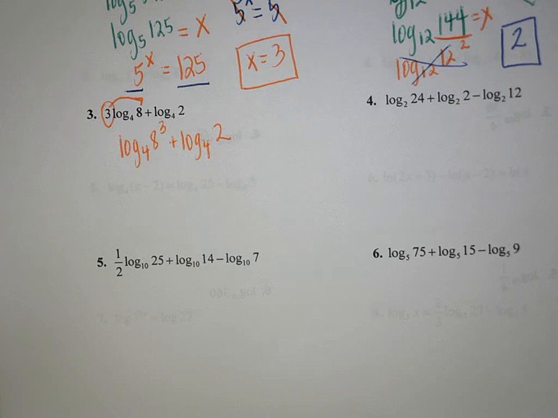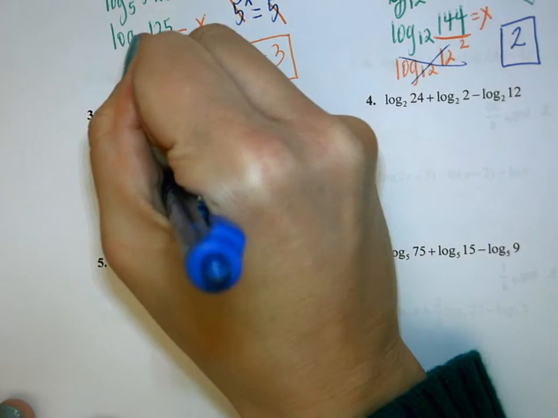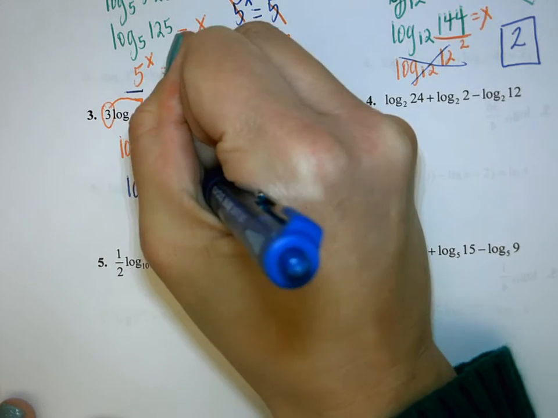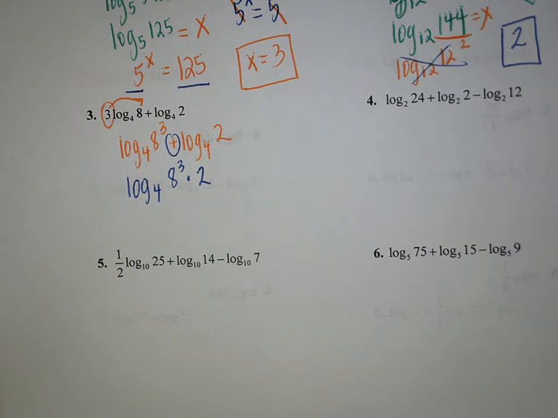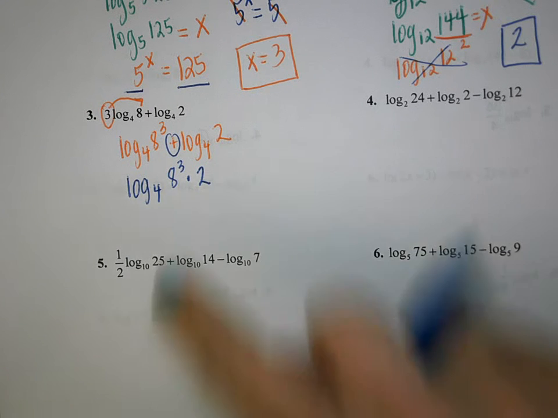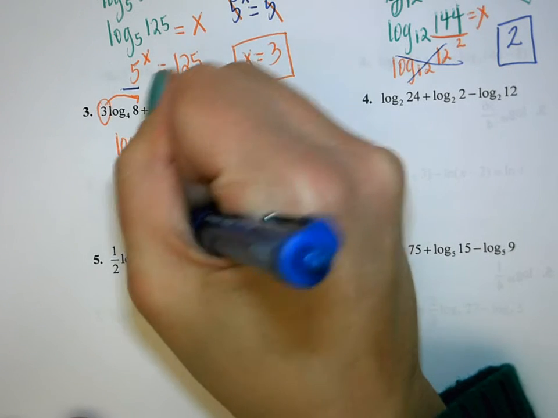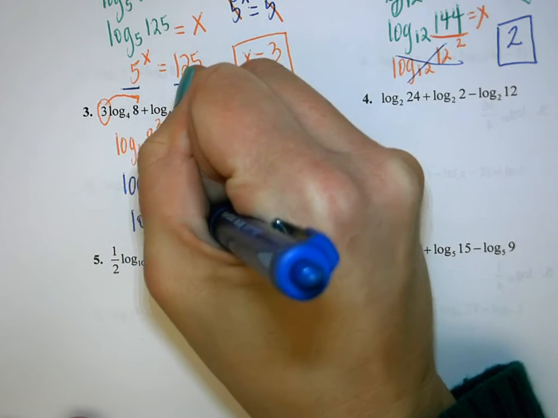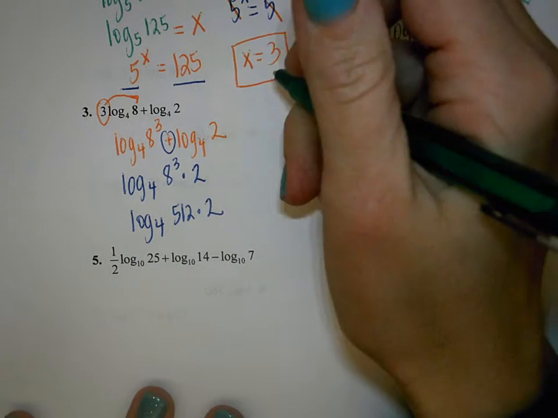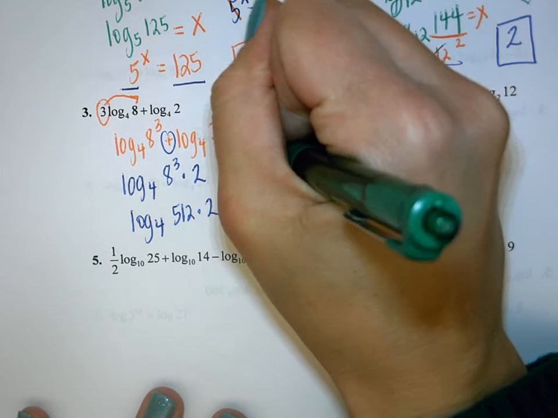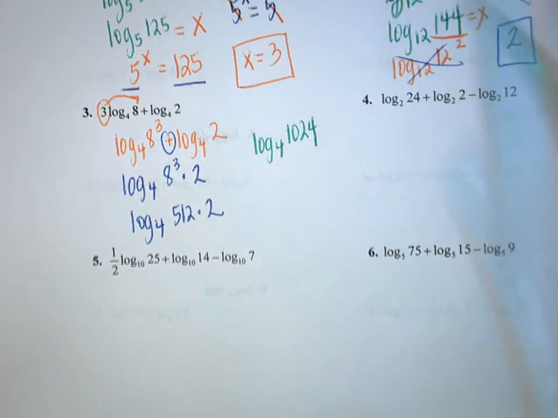Okay, so next we are going to condense these. So we're going to have log base 4 of 8 to the third times 2, because again, adding changes to multiplication when we're condensing. So then we can simplify here. 8 to the third power is 512 times 2, and 512 times 2 is 1024. So log base 4 of 1024.